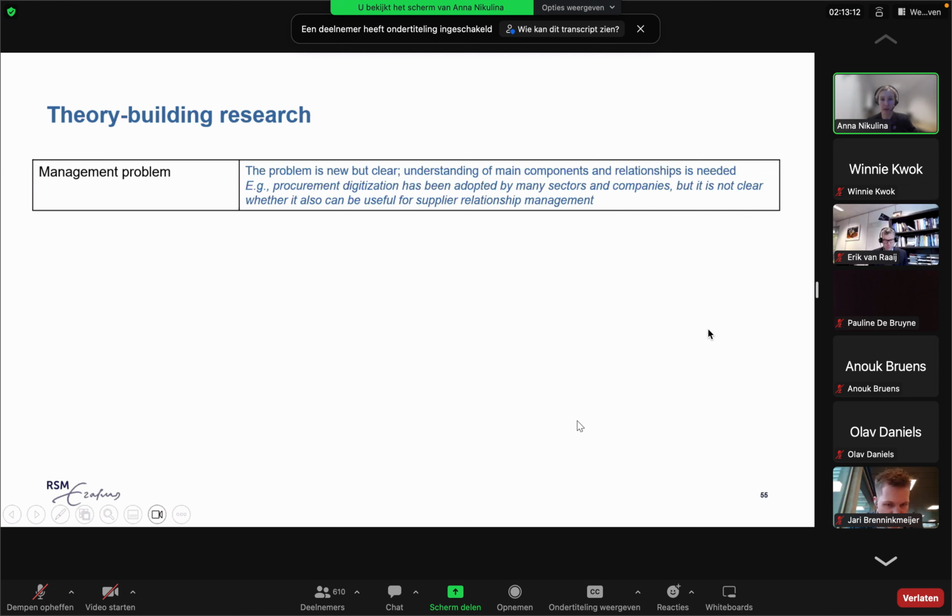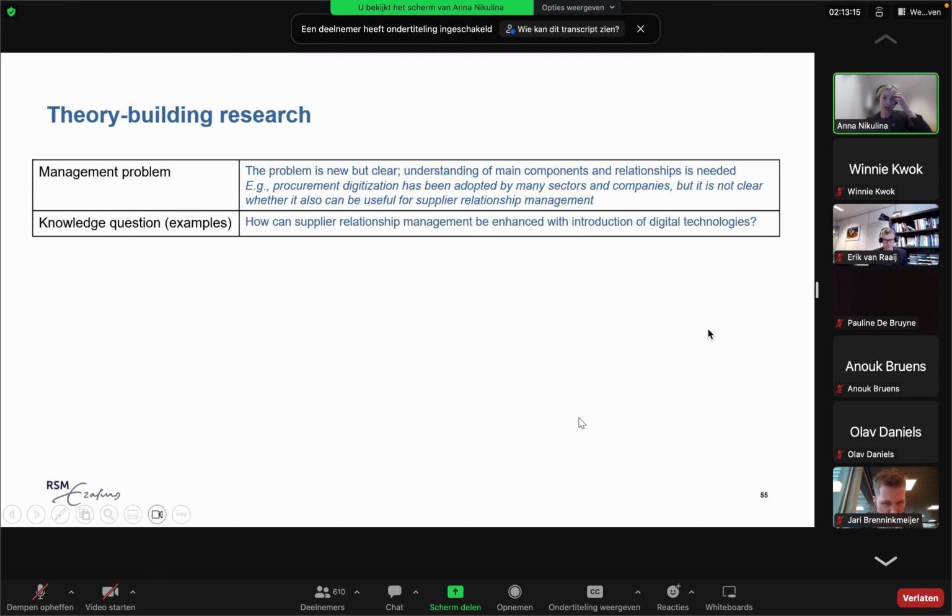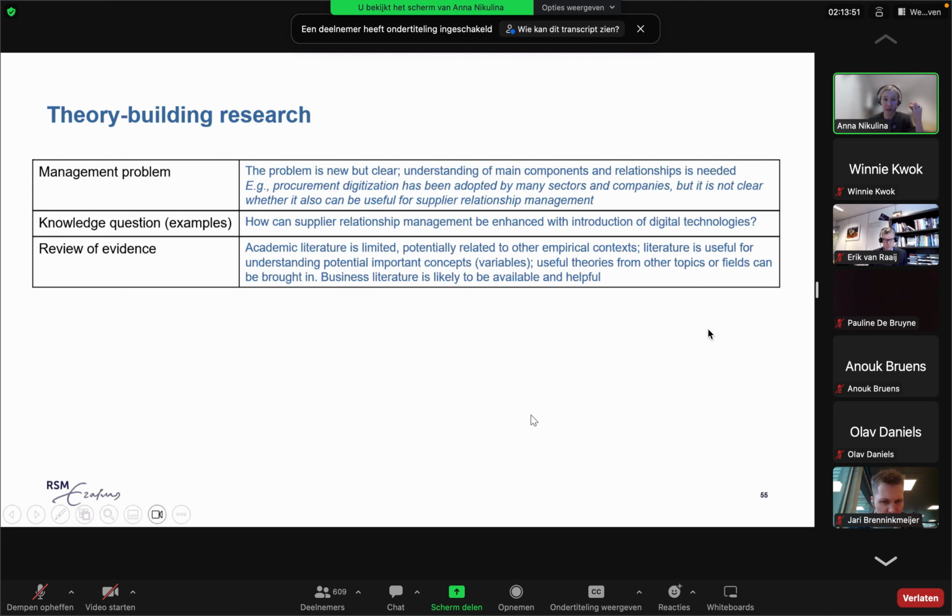How can you really manage suppliers better using digital technologies? So I really want to look in depth into this topic, and I can generate a question that is more of a theory building nature. How can supply relationship management be enhanced with the introduction of digital technology? I'm trying to build knowledge and links between technologies, the independent variable, and SRM, the dependent one. I'm trying to see how the links work. So I'm trying to develop new knowledge that answers a how question, and that's what theory building typically does.